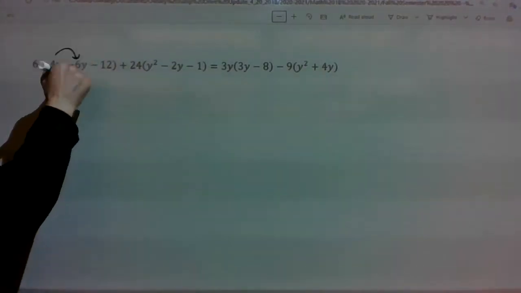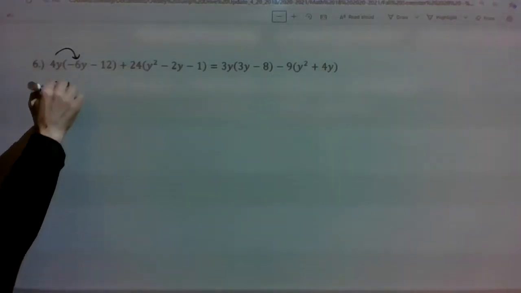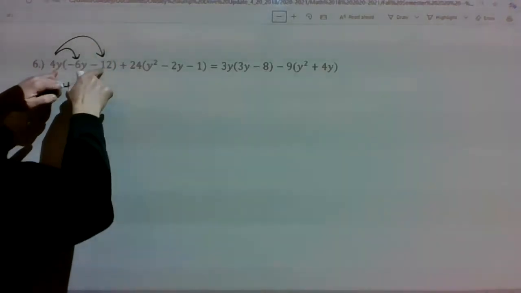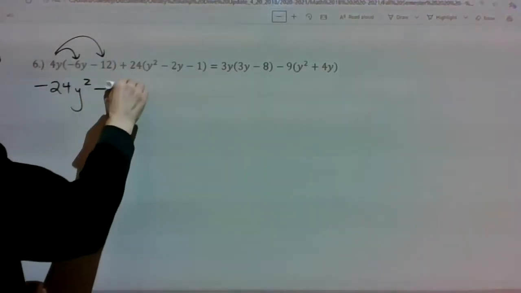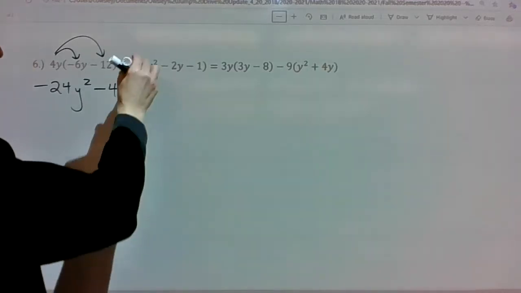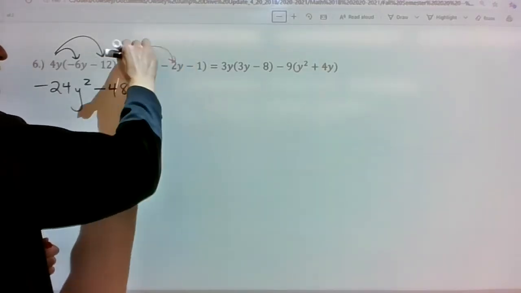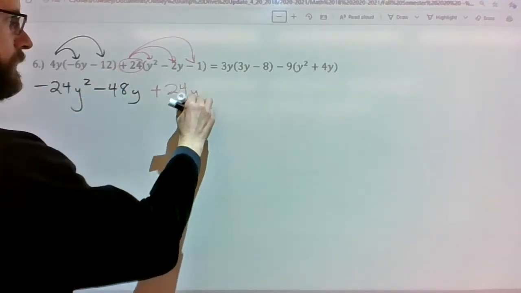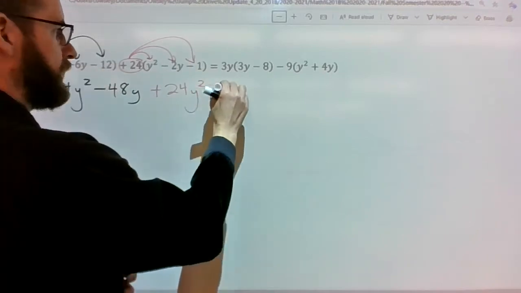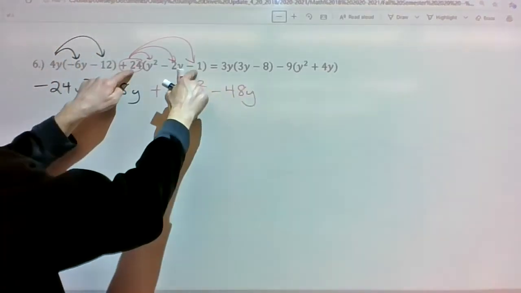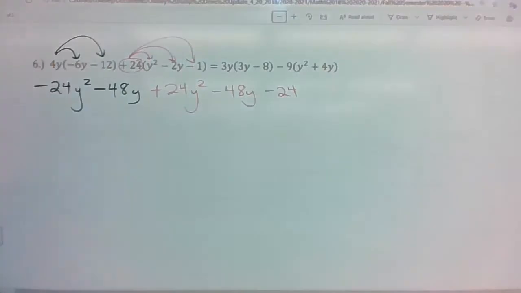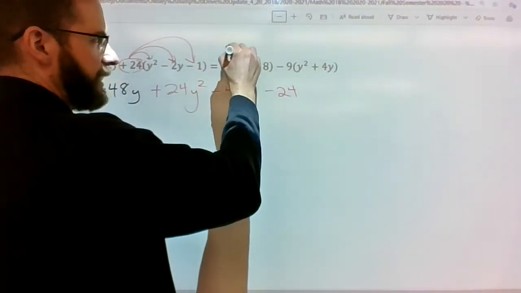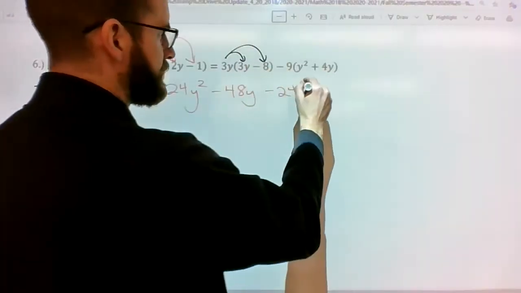Take 4y times negative 6y. Negative 24y squared. 4y times negative 12 is going to be a negative 48y. Now take a positive 24 times everybody inside this group. Negative 48y. On the other side, you got 3y times 3y, 3y times negative 8.